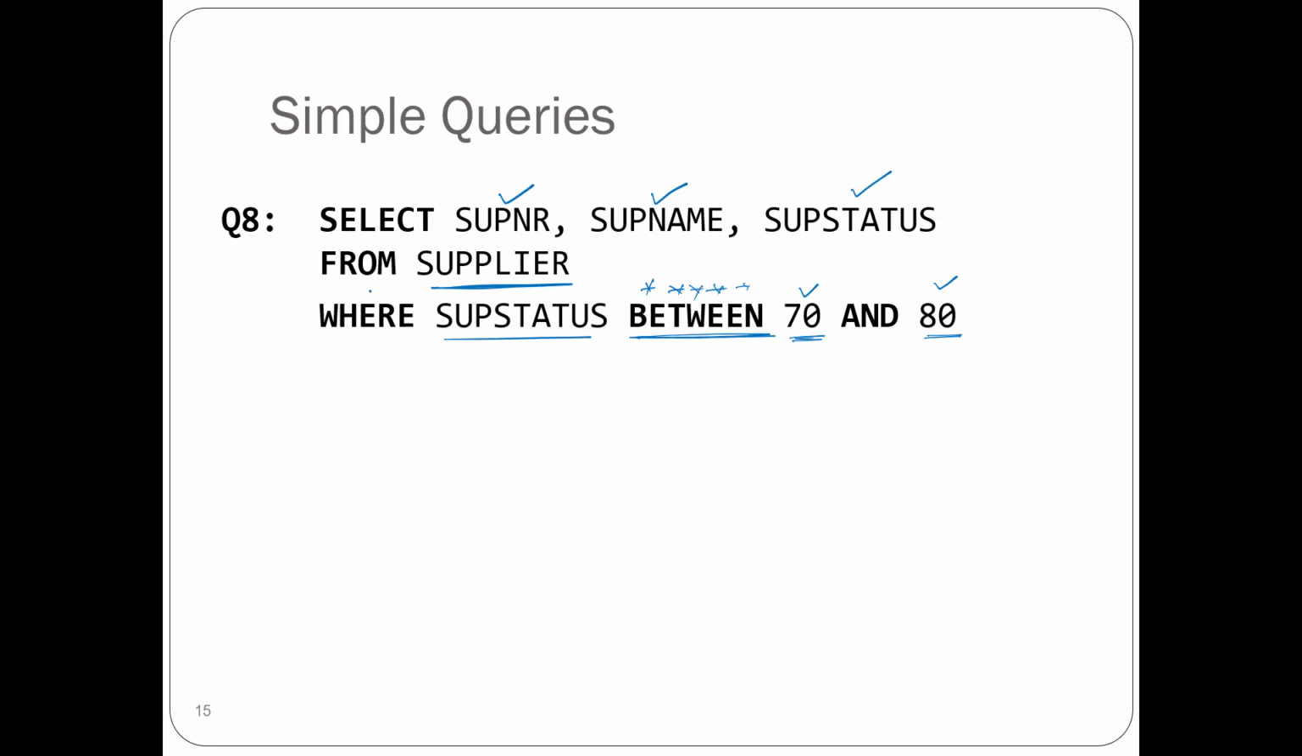All right, so let's summarize that. This query number 8 will return the data from the supplier table with the columns sub NR, sub name, sub status, but it will return this data only for those suppliers where sub status is in between 70 and 80.